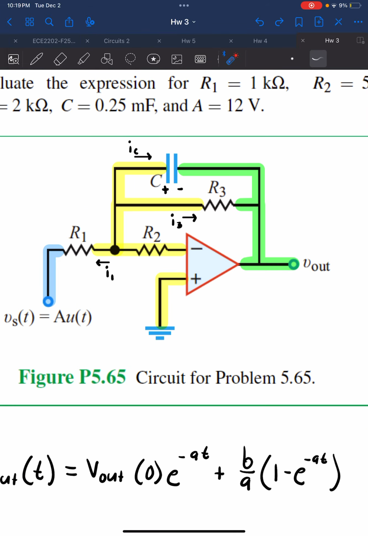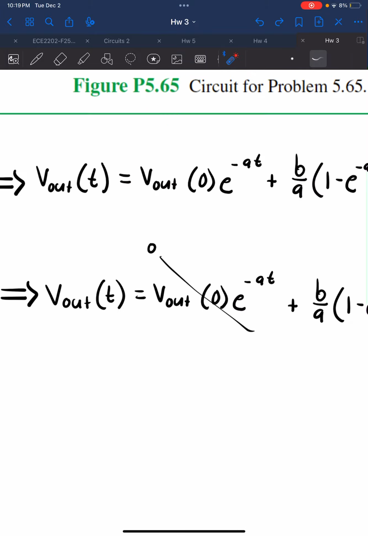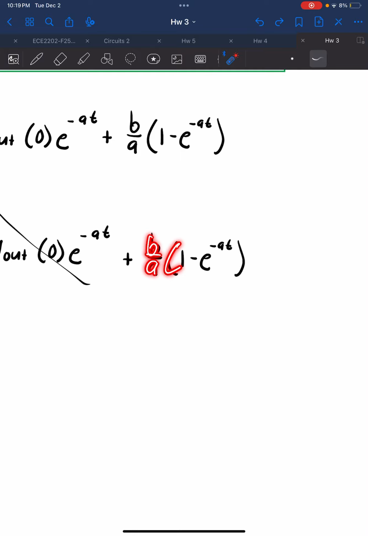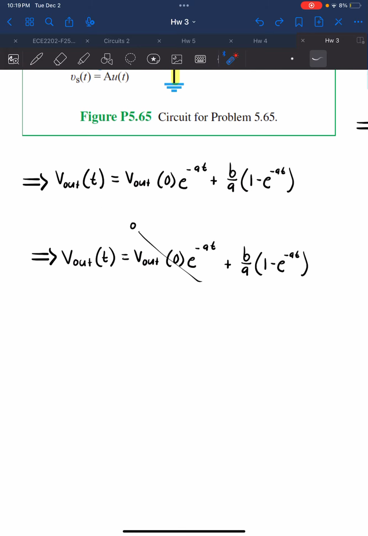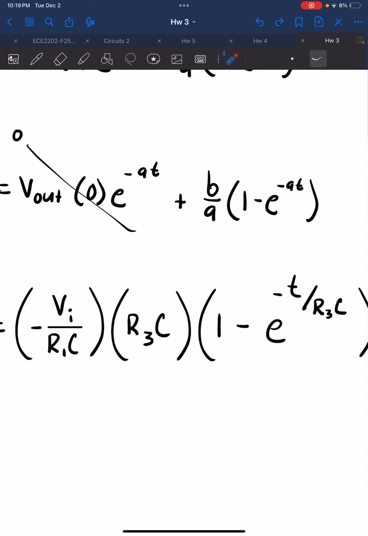So remember, prior to the step, you can think of it as a switch. The voltage across the capacitor is 0, but at the instant that the switch happens, it will also be 0 until some time has passed. So this term cancels out, and we can start plugging in b, a, and all that stuff. Our b term is equal to this, a is equal to this, and if we do some algebra, we can see that our b is right here.